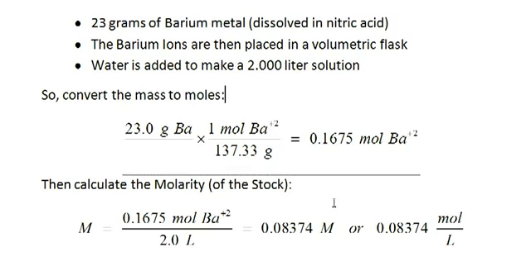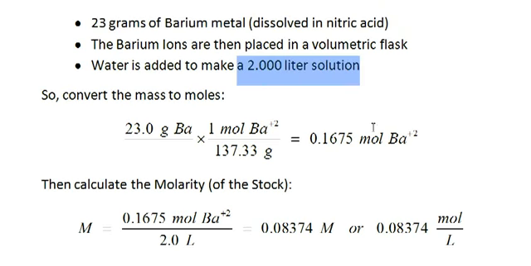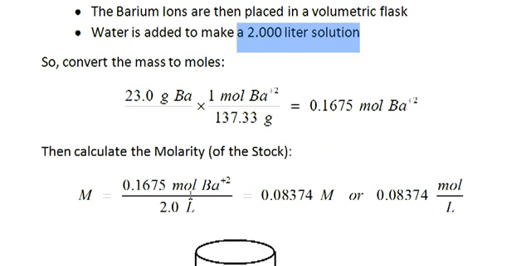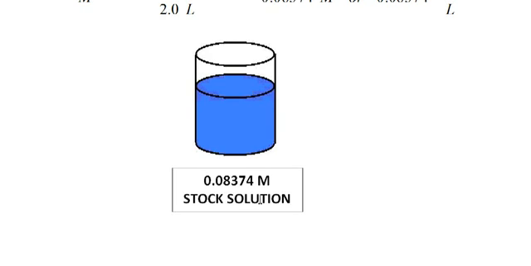Once we know the number of moles, we can determine the concentration or the molarity of this stock. So it said that we want to make a 2-liter solution, so we're going to take our number of moles and divide it by the total volume, and in this case we get a 0.08374 molar solution, or moles per liter. So we finished the first part of the question and we have our stock solution. We have a 0.08374 molar stock solution.